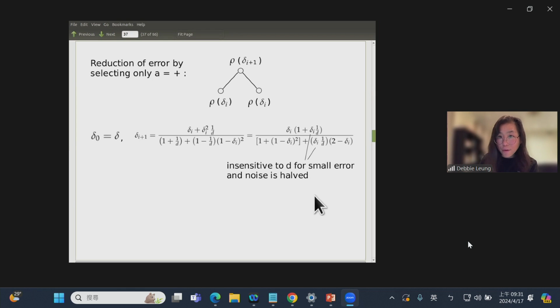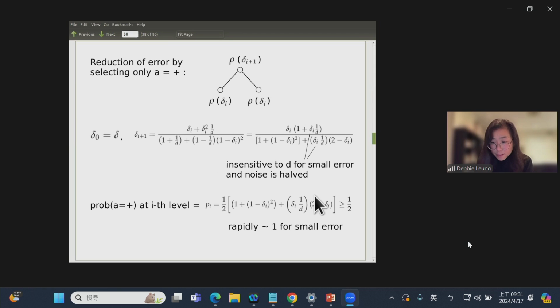Which is sounding very promising. And there's another very useful feature about this test. The probability to get a plus at the ith level is always no smaller than a half. We need this lower bound. Also, it becomes very close to 1 quickly as delta drops low enough. So the probability to pass is actually very high after a while, if the error is small.